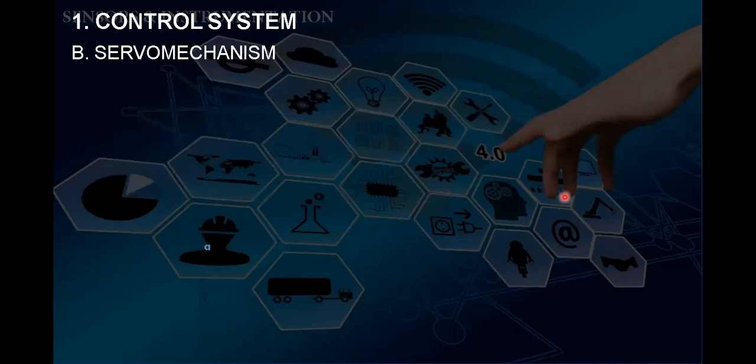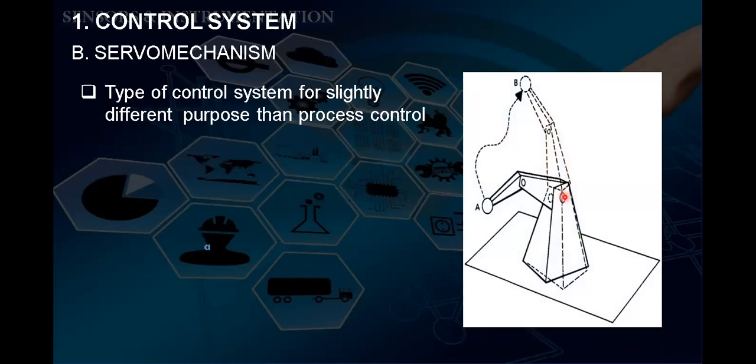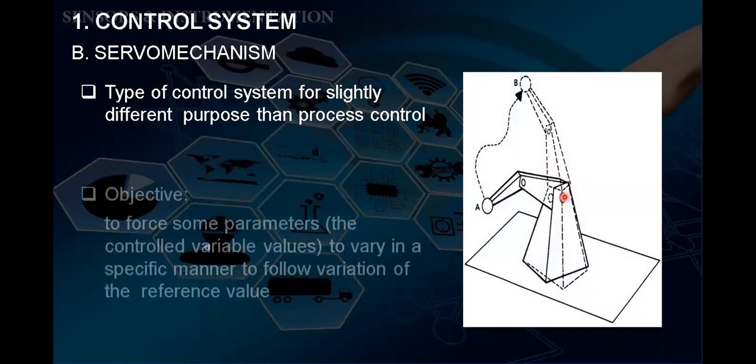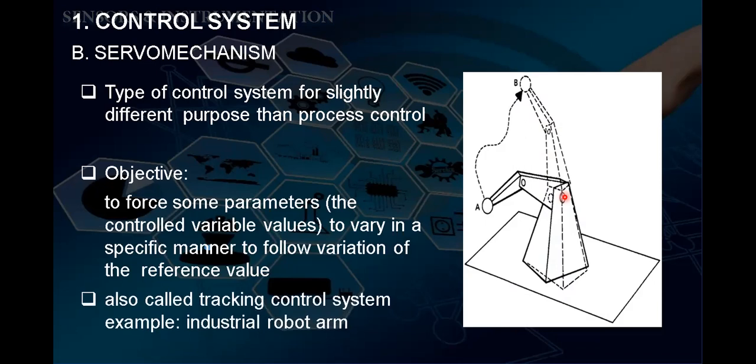Let's go to the second one, which is servo mechanism. I already mentioned that this is a type of control system for a slightly different purpose than process control. It is like tracking or following, forcing some parameters to vary in a specific manner to follow the variation of a reference value. The reference value might change, or it can be the same, but it is tracking it, like a robot arm that is moving. Rather than maintaining a level like the level of water in a tank, this is also called a tracking control system, like an industrial robot arm.